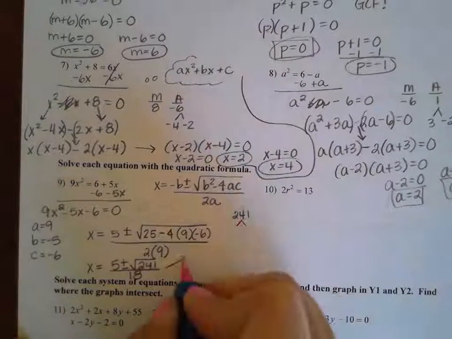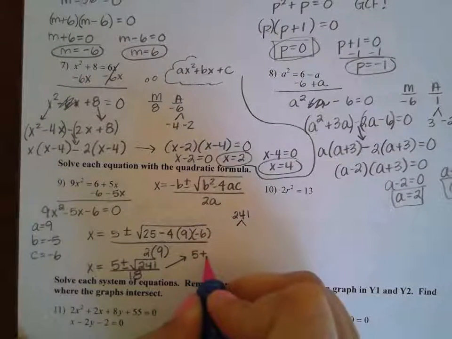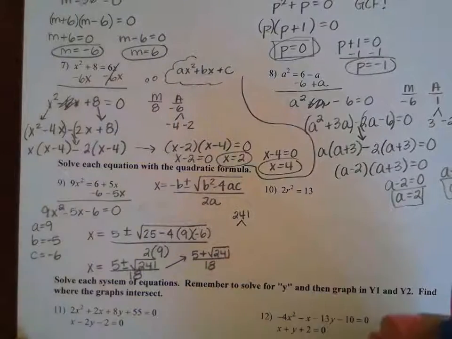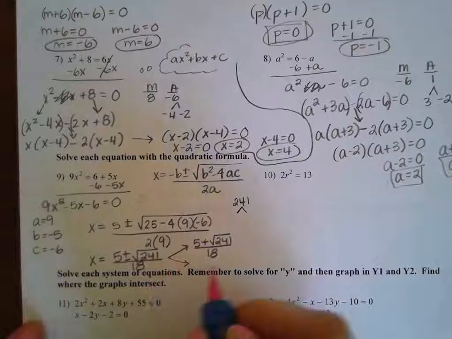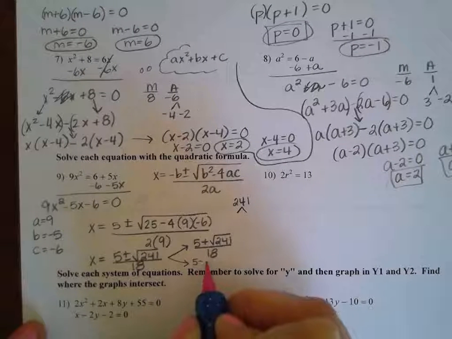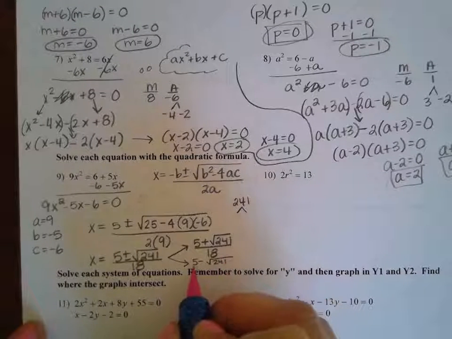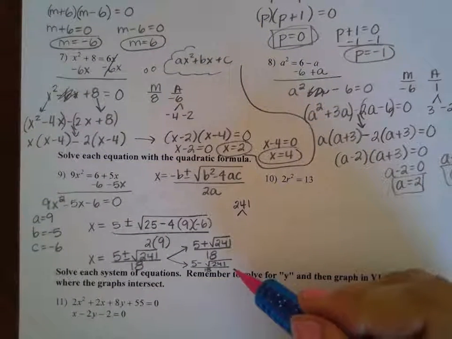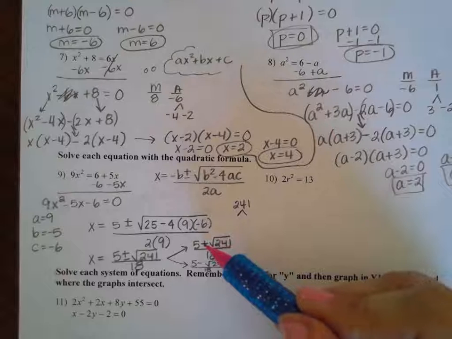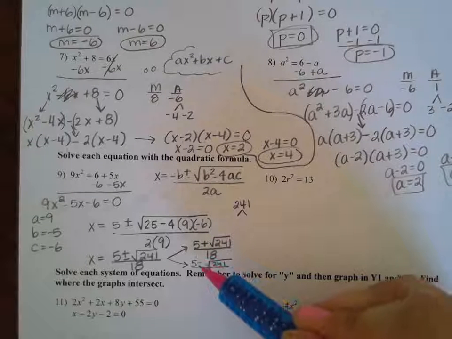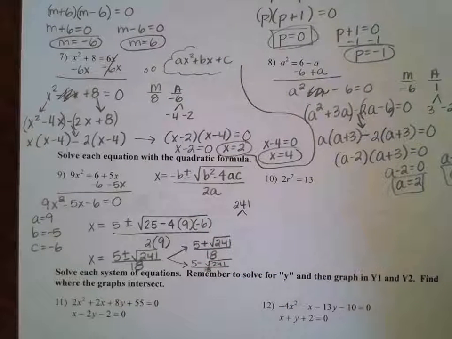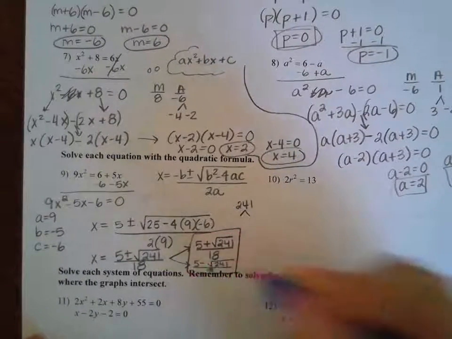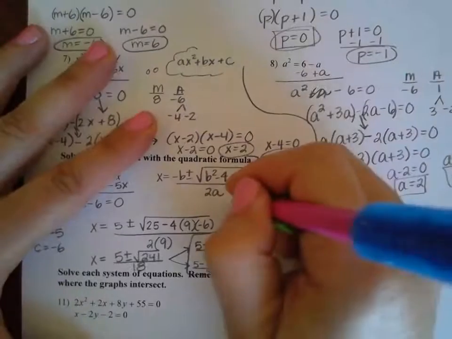Here's one answer: 5 plus the square root of 241 all over 18. And then the other answer is 5 minus the square root of 241 all over 18. Remember, with the quadratic formula, you always have an answer with the plus sign and another answer with the minus sign. That's always going to happen that way. And those are your two answers right there. Okay, I'm going to erase this.